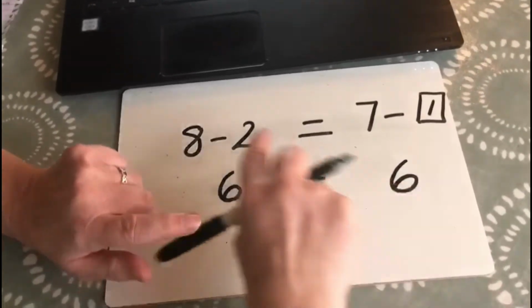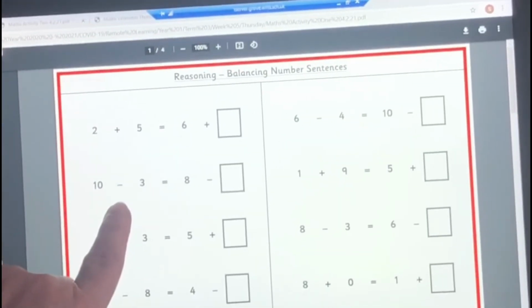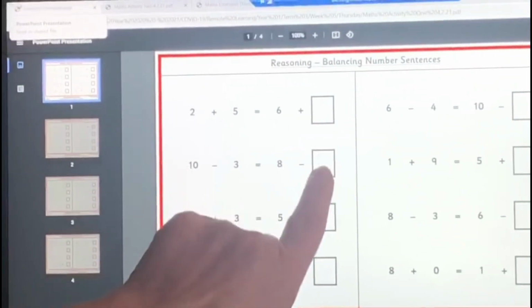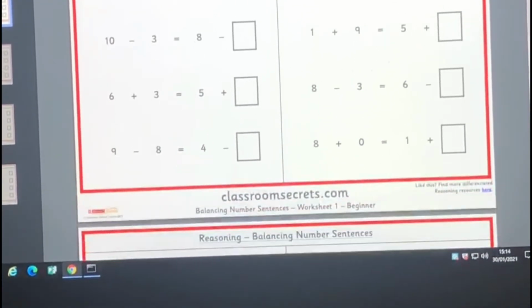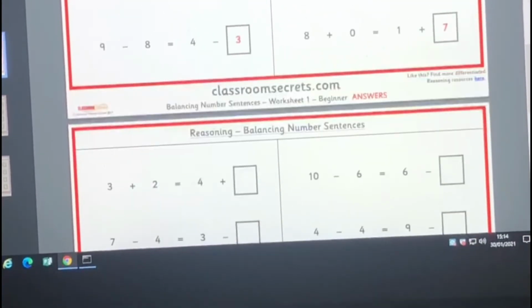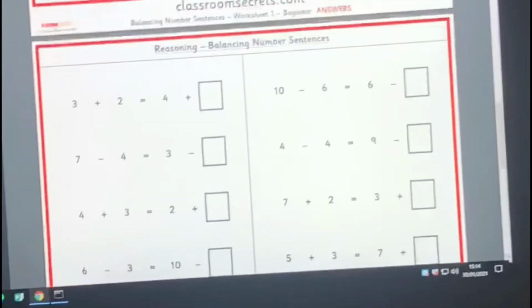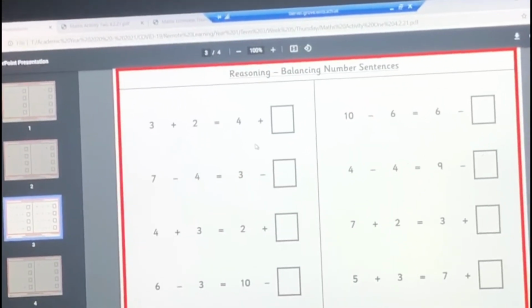Okay, so you can have a little go at that today in maths activity number 1. There's some balancing number sentences. Sometimes it's addition, sometimes it's subtraction, and you're trying to work out what the missing number is to make both sides of the equal sign the same. Okay, so you will really be using your number bonds today. We've got the answer sheets, all right, following on from the questions. So have a go, see how you get on.